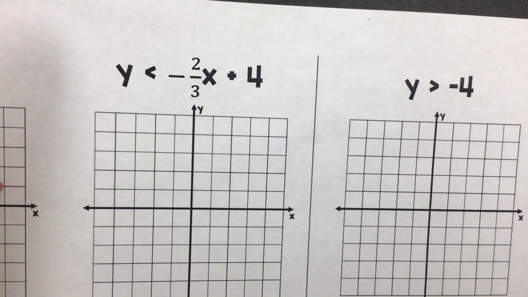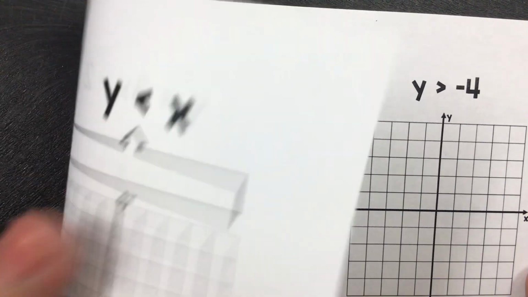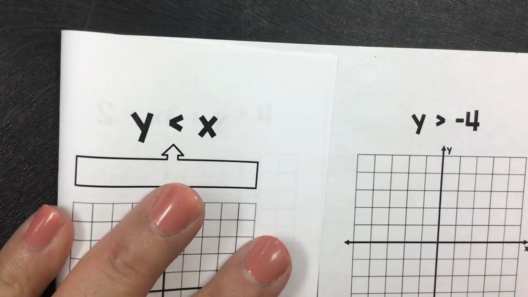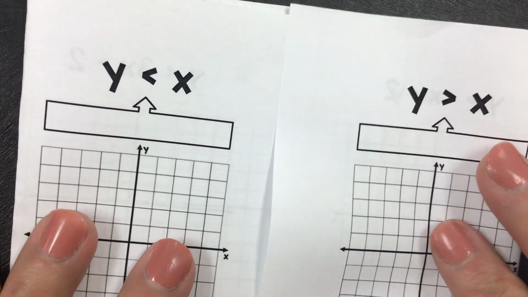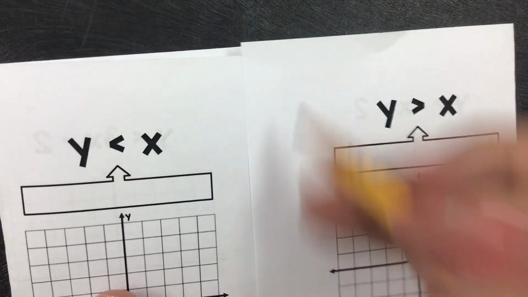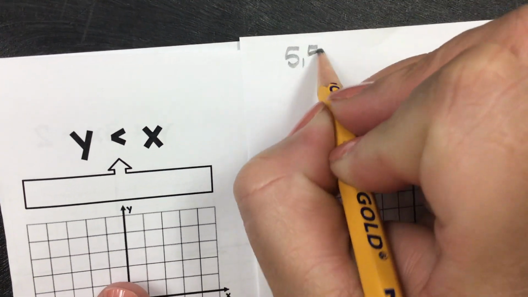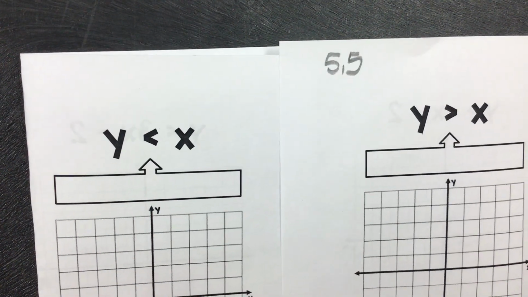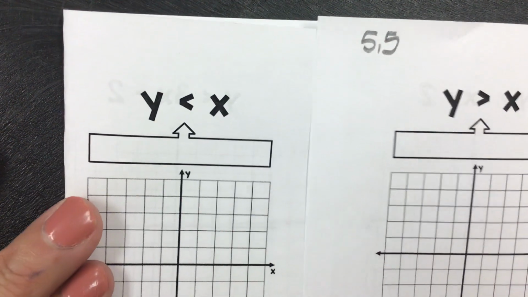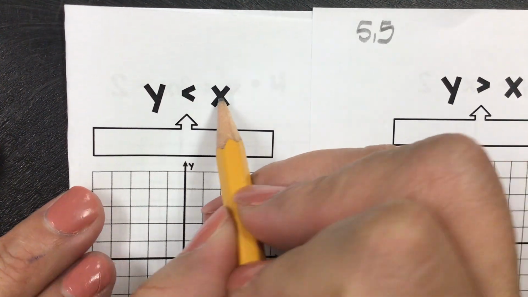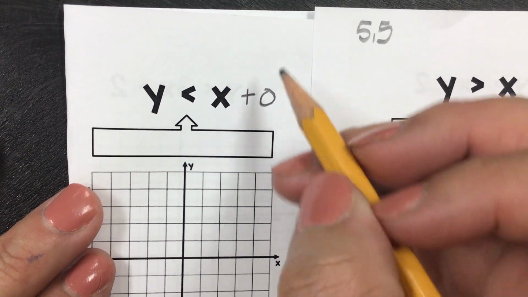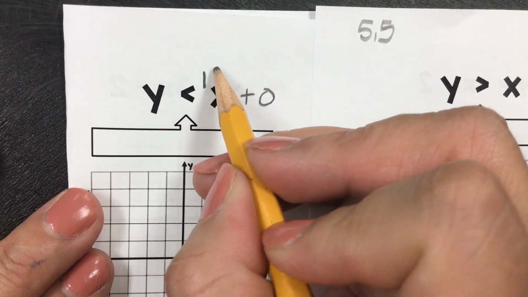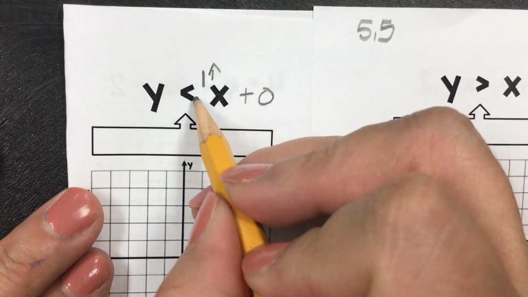This is the foldable for section 5.5, and we're going to fold it towards the center. 5.5 is graphing inequalities with two variables. So we're graphing lines. We have this equation right here. I want to remind you that the y-intercept is 0, and the slope is 1, so 1 up and 1 to the right.